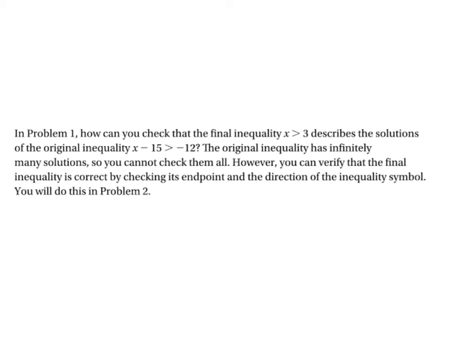All right, this is asking how you check that the final inequality is actually all of the solutions. Unlike an equation where there's one answer and you can just plug it in and see if it works, you can't do that because there are infinitely many solutions. But there is a way to do this. You verify that the endpoint is correct by plugging 3 into the original inequality, and what I should get is the same number on both sides. It won't be true in this case because it doesn't say or equals, but all you're looking for is the same number on both sides. If you put 3 minus 15 here, you get negative 12, and negative 12. That means the endpoint is correct.